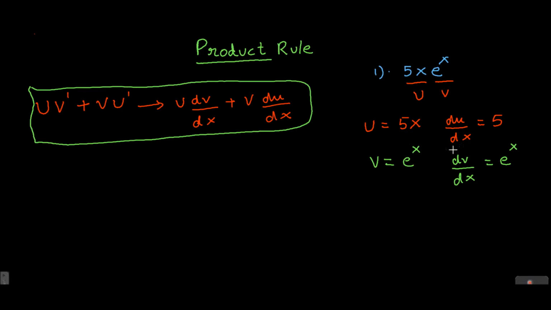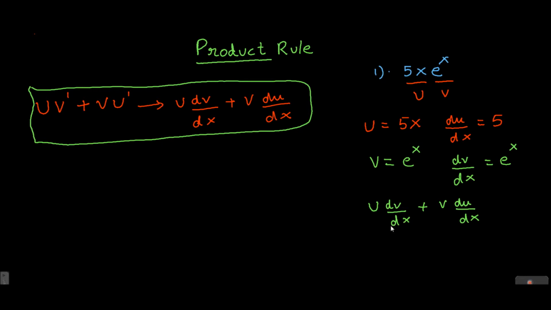So now you've got everything set up. So your u equals 5x and your u prime, which is the derivative of u, equals 5. And your v equals e to the x and the derivative of v is e to the x. So now you're going to use this rule. And the rule is u dv dx plus v du dx.